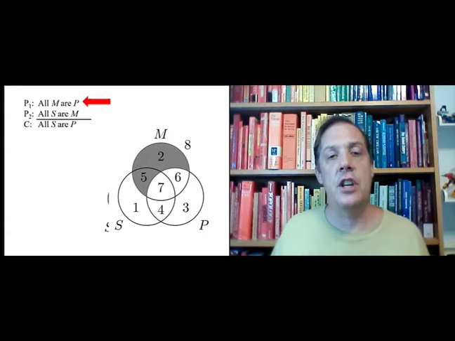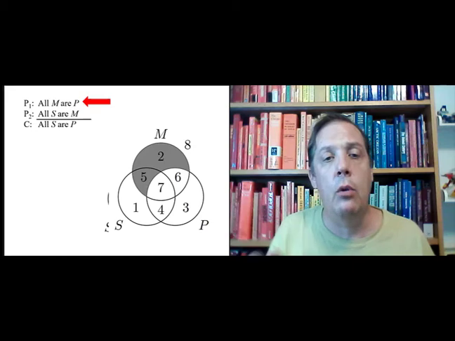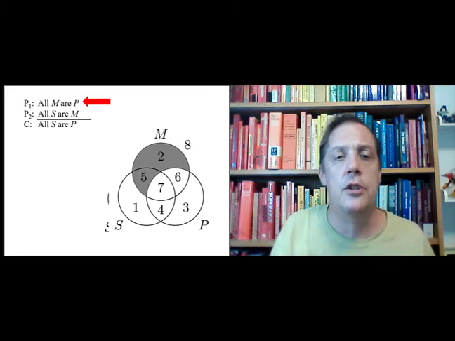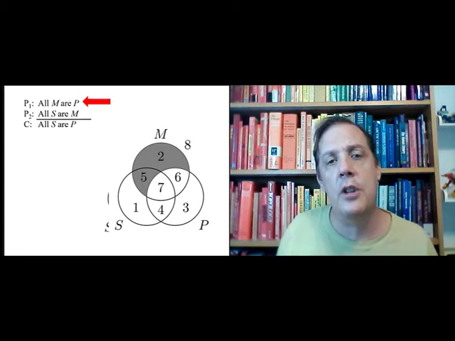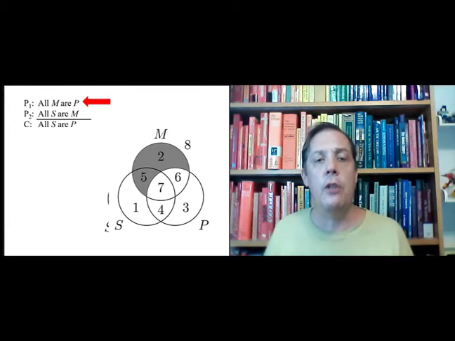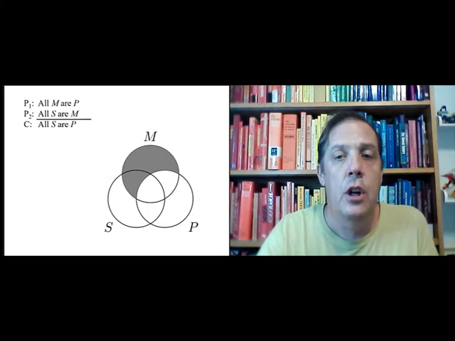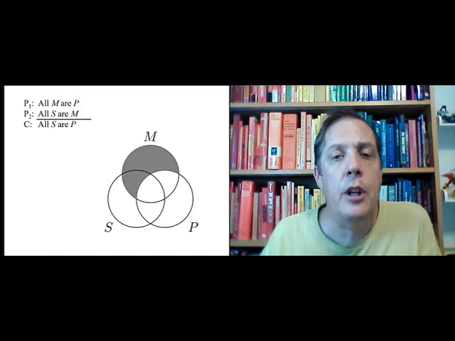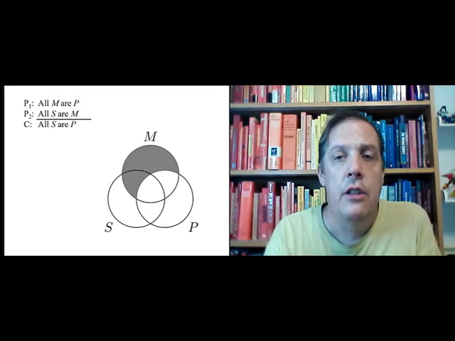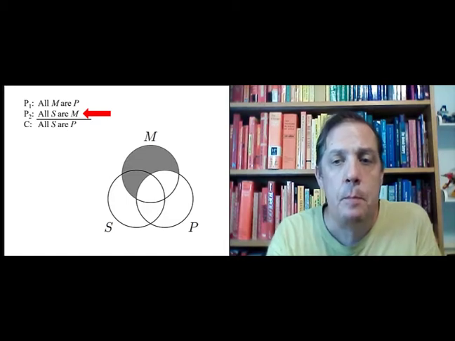They feel the need just to shade in one area, but really what you're doing is you're shading in one area on a 2-circle diagram, which winds up corresponding to 2 areas on the 3-circle diagram. So in any case, we have all M are P, and that means we've shaded like that. The next thing we have to think about is all S are M.